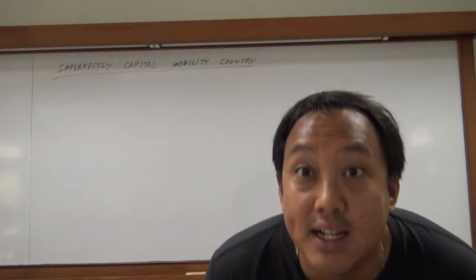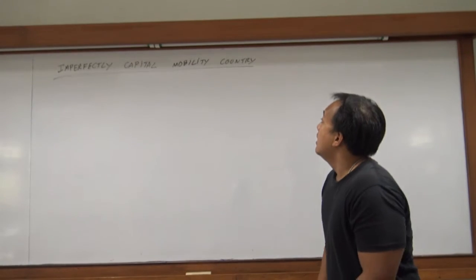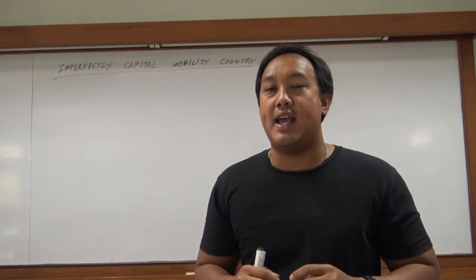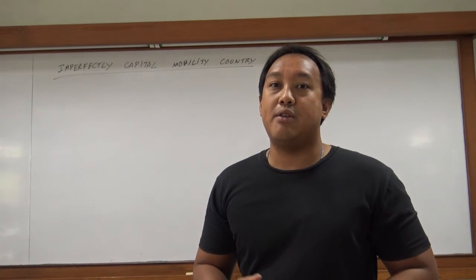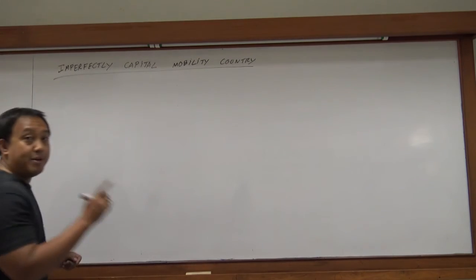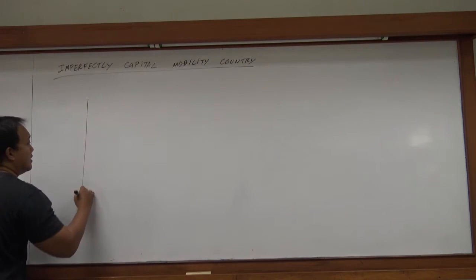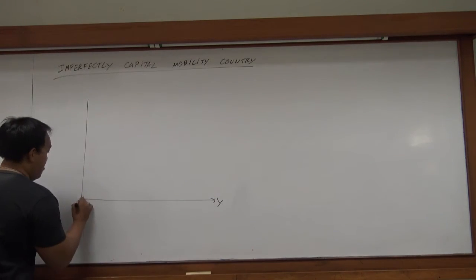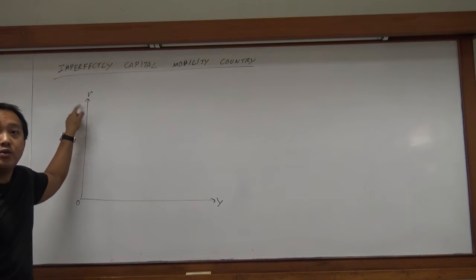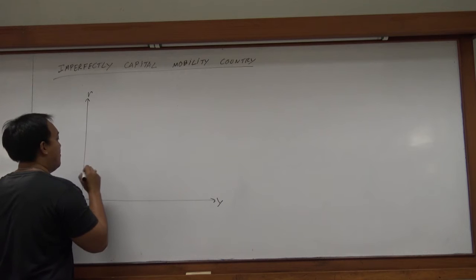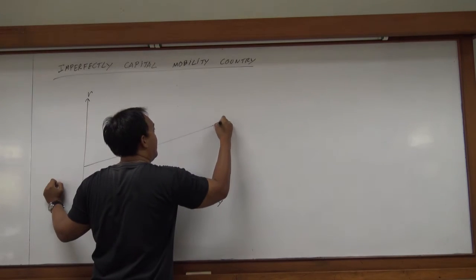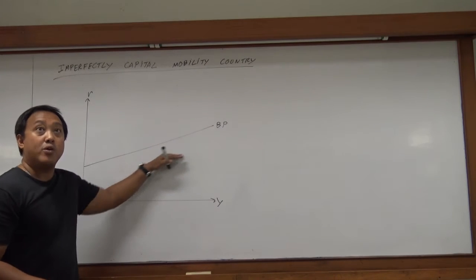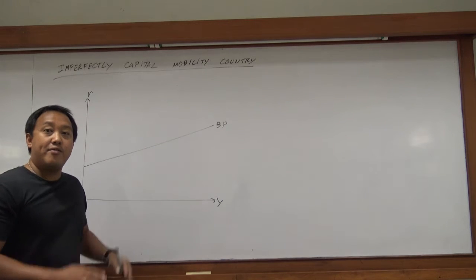Imperfect capital mobility country. Can you see it? Okay, good. The difference between imperfect and perfect capital mobility that we talked about last time is only the shape of the BP curve. In this case, Y is for GDP and R is for the real interest rate. The case of imperfect capital mobility is that the BP curve is gonna have a positive slope, like this. Different from last time.